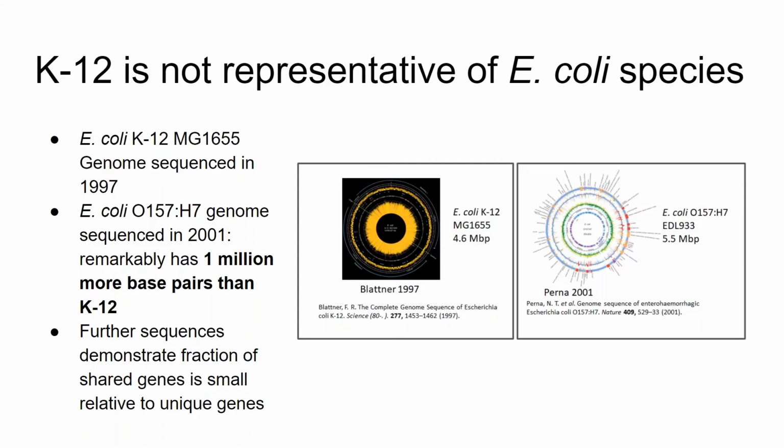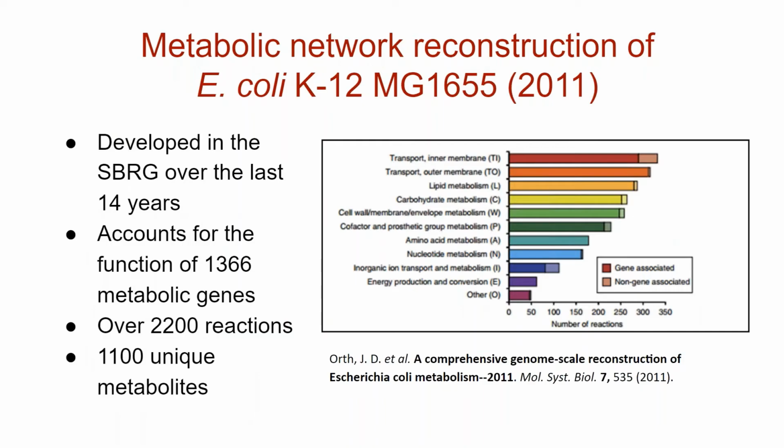But then in 2001, E. coli O157, which is a pathogenic strain of E. coli, was sequenced, and people were shocked to realize that it actually had 1 million more base pairs than E. coli K-12. Beyond just the larger size of the genome, it turned out that only about 30% of the genes were shared between these two different strains. And so that started to indicate that there's a lot of diversity amongst different strains of E. coli.